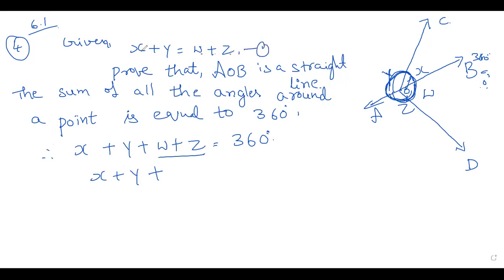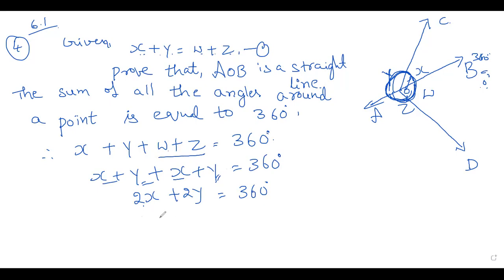Then in place of w plus z, what is given here is that w plus z is equal to x plus y. So here I am writing x plus y in place of w plus z, because in the question they have given that both are equal, right? Now add the terms: x plus x is 2x, y plus y is 2y, that is equal to 360.